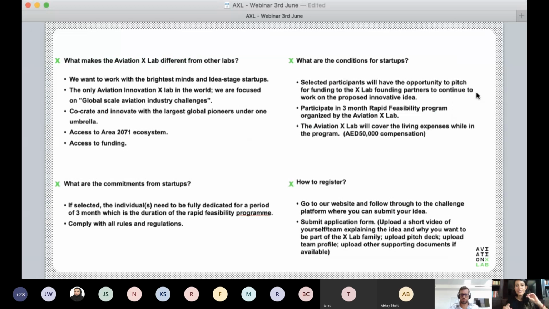So a couple of things about the program itself and the value proposition. What makes Aviation X Lab different than other labs? The first thing is that Aviation X Lab really is one of the first aviation-specific incubator-accelerator mashups, where you have 5 global partners coming together under one roof for this program. What that means is that when you join, you're not only dealing with Emirates or GE, you're dealing with all 5 partners, again, potentially more with one or the other, depending on the solution.